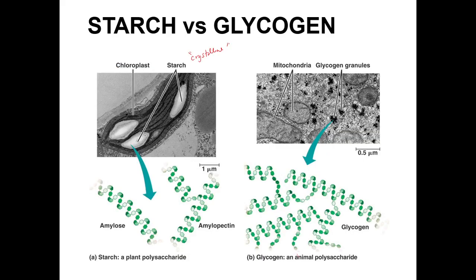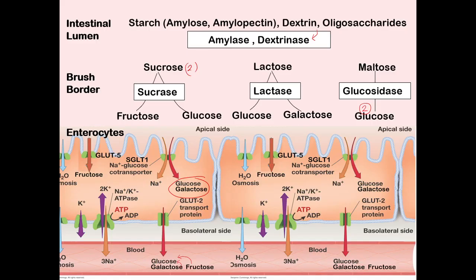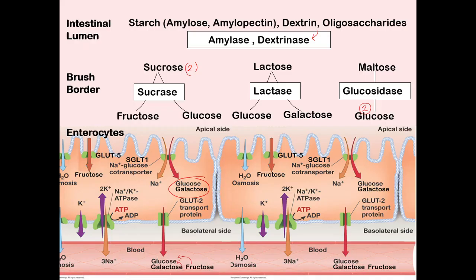And I have mentioned the difference. I highlighted the difference between starch and glycogen based on the degree of branching and the source ng ating polysaccharides na to. And I also mentioned the digestion process of carbohydrates. So that's it. And thank you very much.